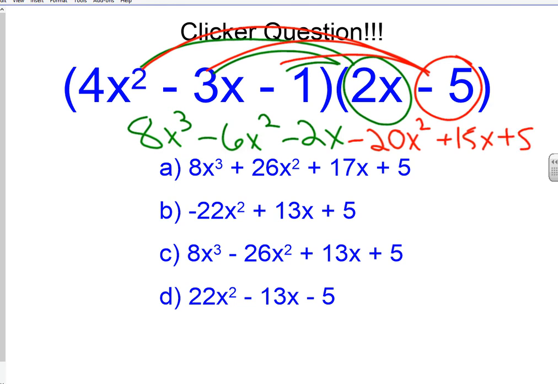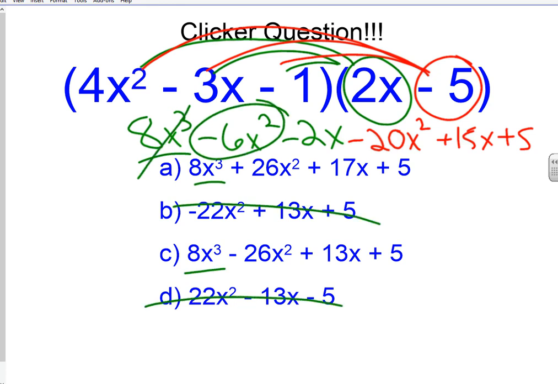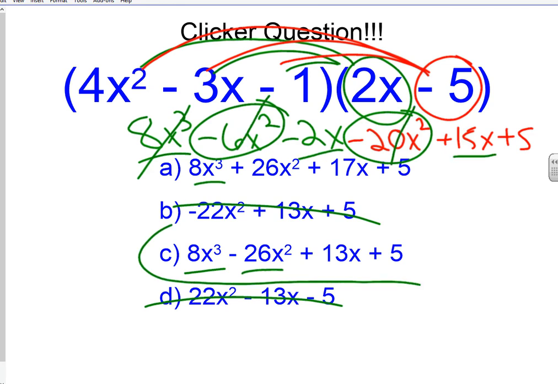Notice you get the exact same answer. Highest exponent, next highest, negative 26, that's why our answer is C. And of course here we still get 13 and we still have 5. So notice I get the same answer. You don't have to go from the first to the second. You could go from the second to the first. It doesn't make a difference. It's however works best for your brain.